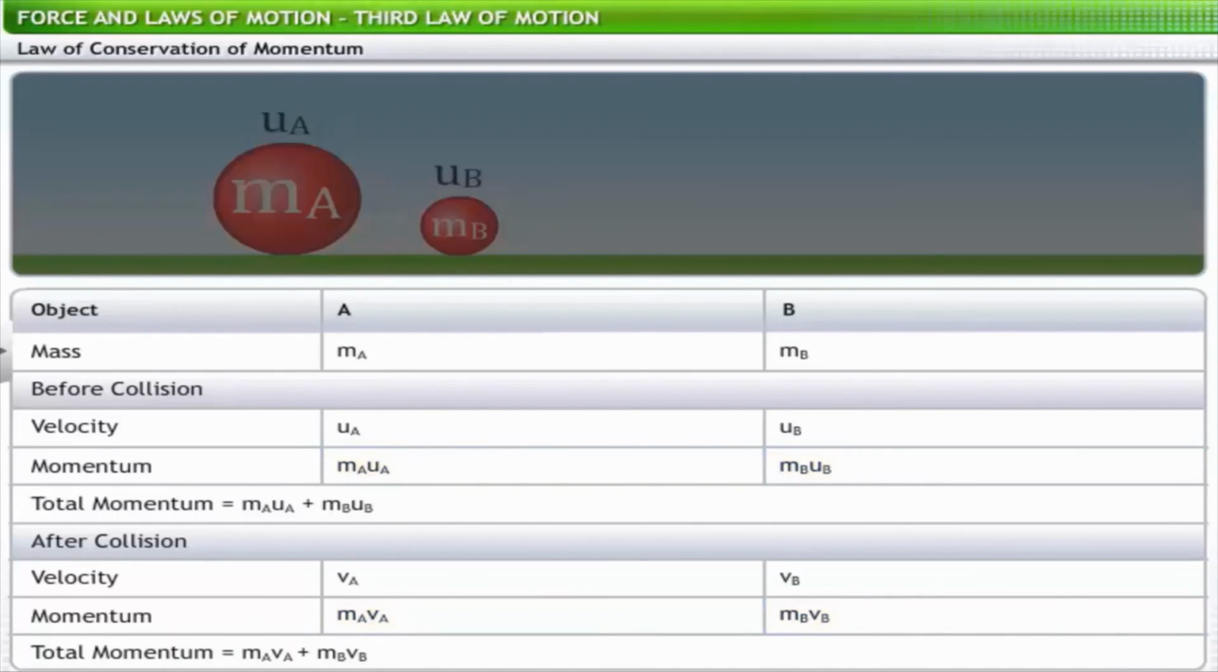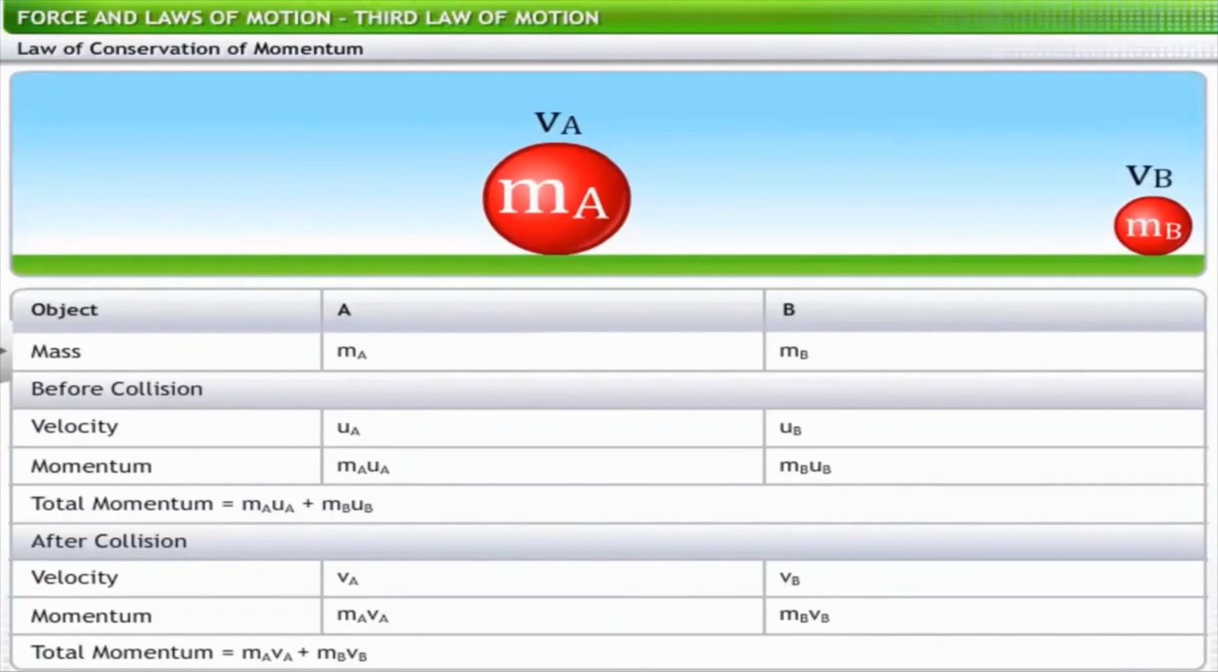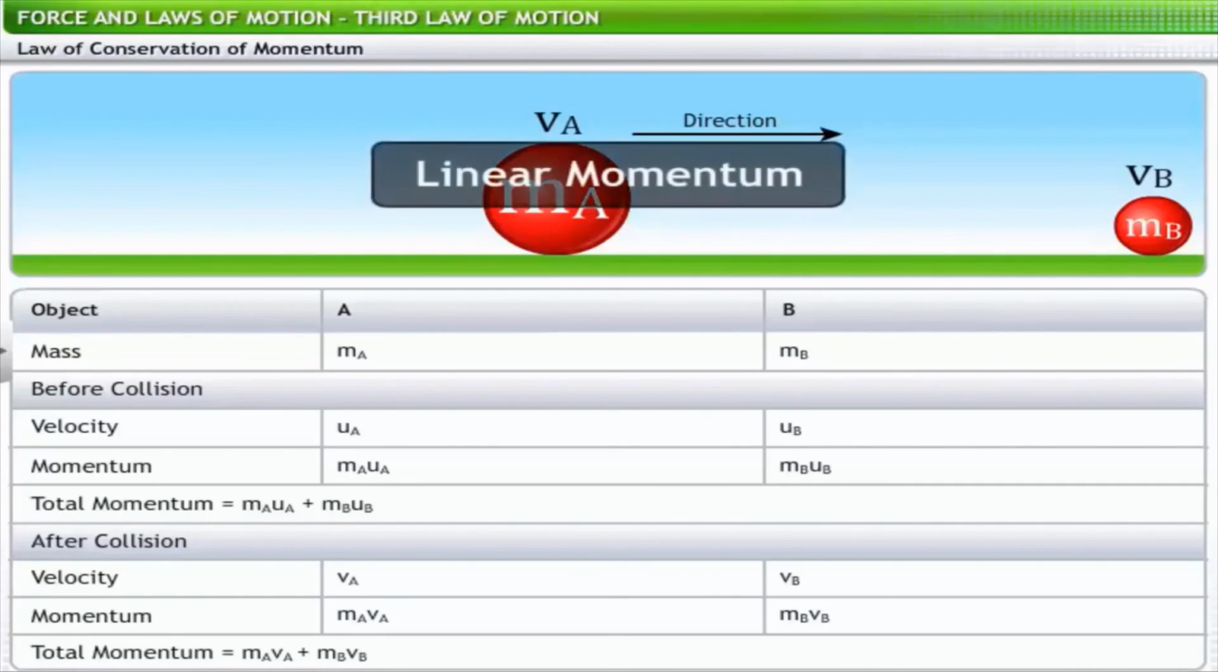Assuming there are no external forces, the total momentum in the system will be equal to the sum of the momentum of both the spheres. Since the spheres are moving at unequal velocities along the same path, they will collide at some point. Let's assume that after collision, both the spheres A and B move with uniform velocities VA and VB respectively, in the same direction as that before collision. As the spheres move along a straight line before and after collision, their momentum is said to be linear momentum.